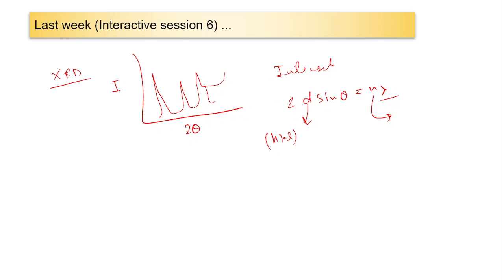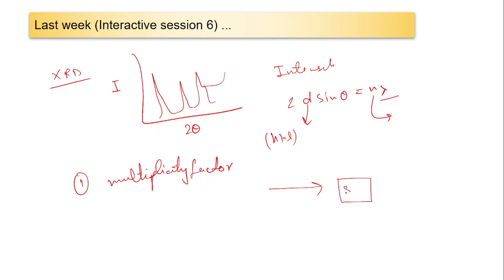But what about the intensity of these peaks? Intensity depends on various factors, actually many factors, but the 2 important ones were, first, the multiplicity factor, which was telling us how intense the peak will be, meaning how many of the X-rays incident on our sample are diffracting from that hkl plane. The more diffraction that is happening from that hkl plane, the higher will be the intensity of that peak.